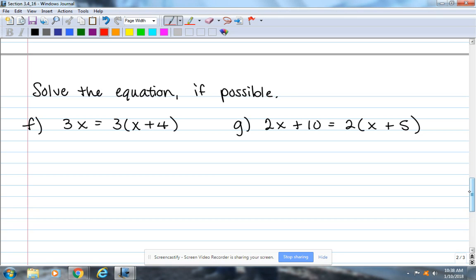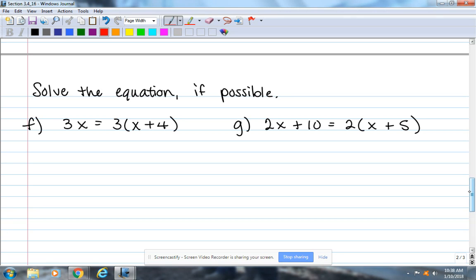So if it is possible, that means it's like normal. We get x equals 2 or y equals negative 15, right? We get a variable equals a number. So if an equation is possible to solve, it's normal. We get variable equals a number, right? But there are cases where equations are impossible to solve. So we're going to see those.